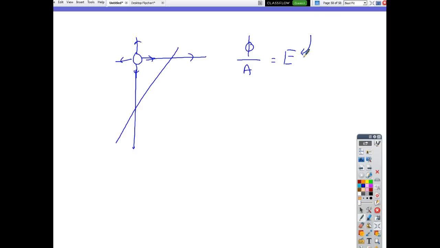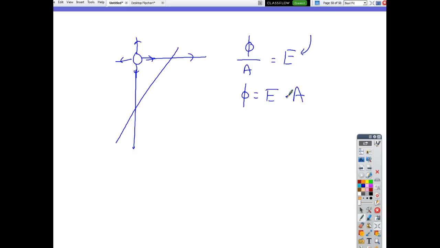Now, playing with this just a little bit, I'm going to go ahead and move the A over here. I'm going to say the flux is equal to the electric field times the area. Got me so far? All right.